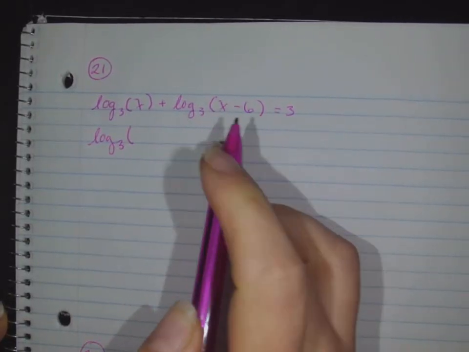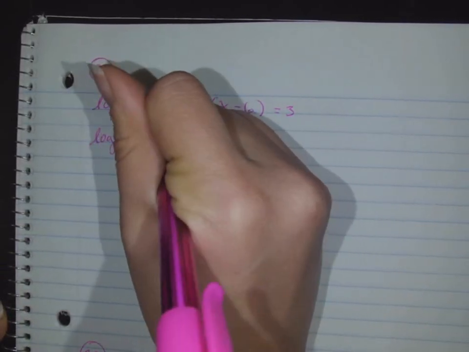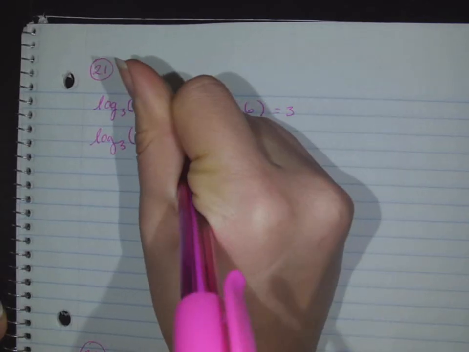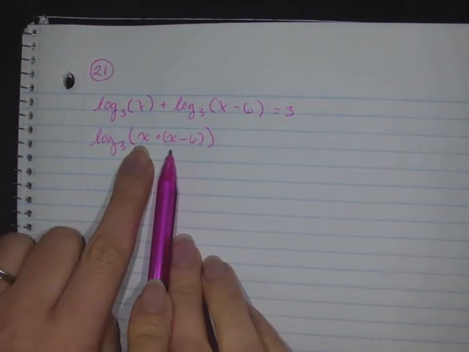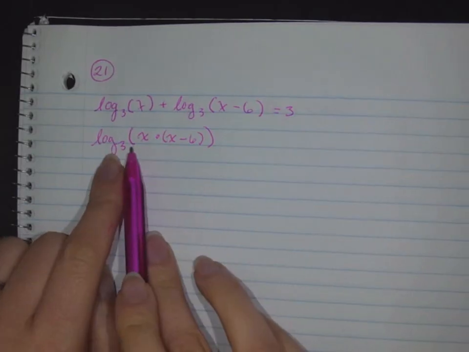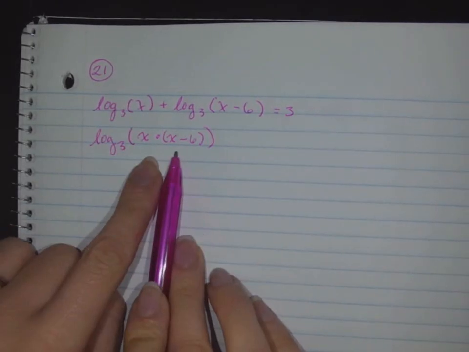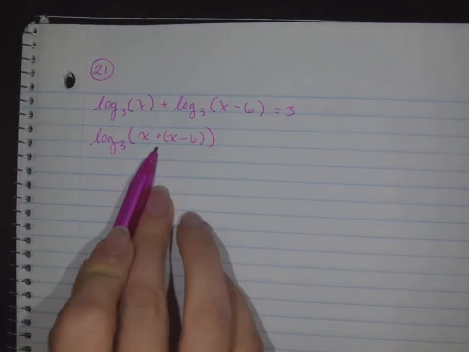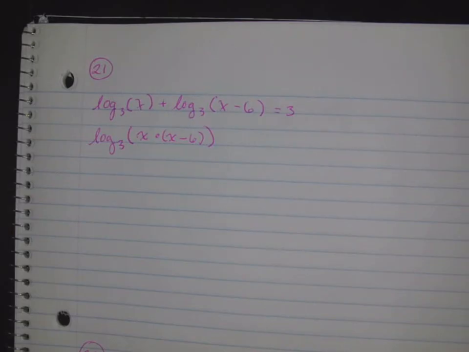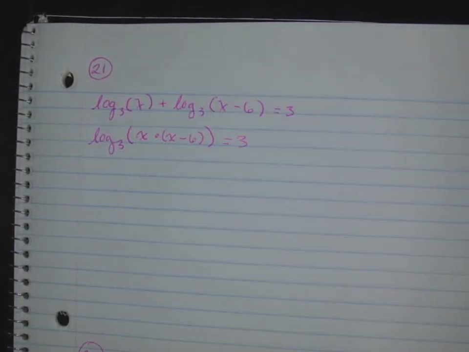and we can multiply them. We can do x times x minus 6. So when items are multiplied and it's that log base 3, it could be separated like this or it can be combined. Okay? So because it's an addition, that's why we multiplied. Remember that when it's a subtraction, that's when we divide. Okay, this equals 3. Great.